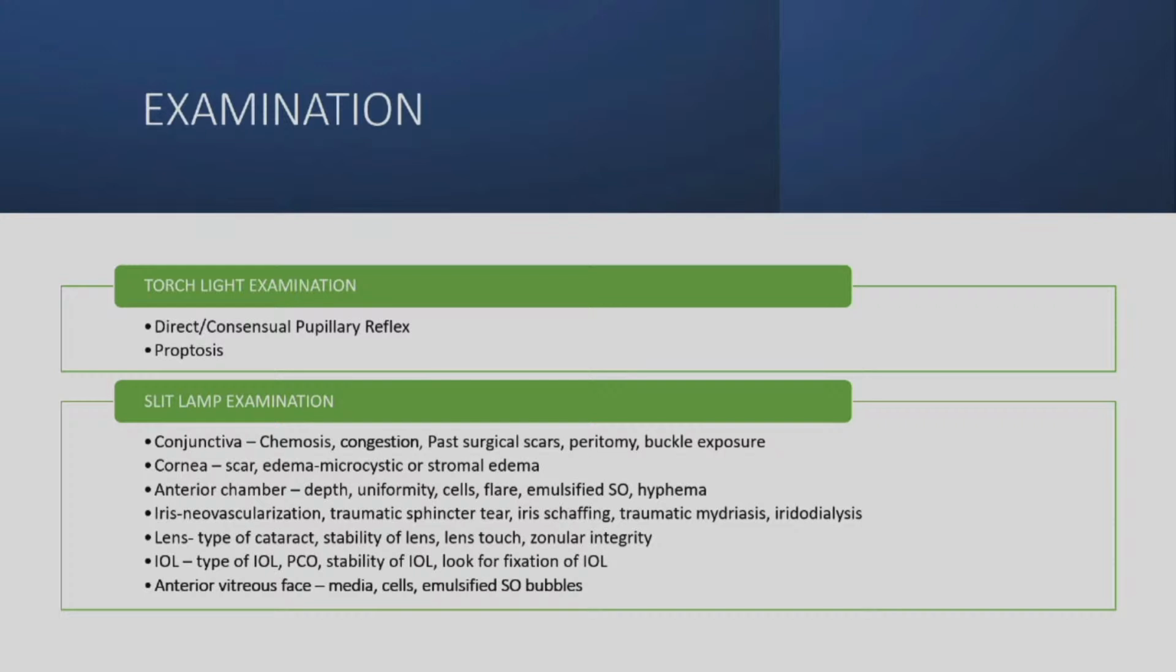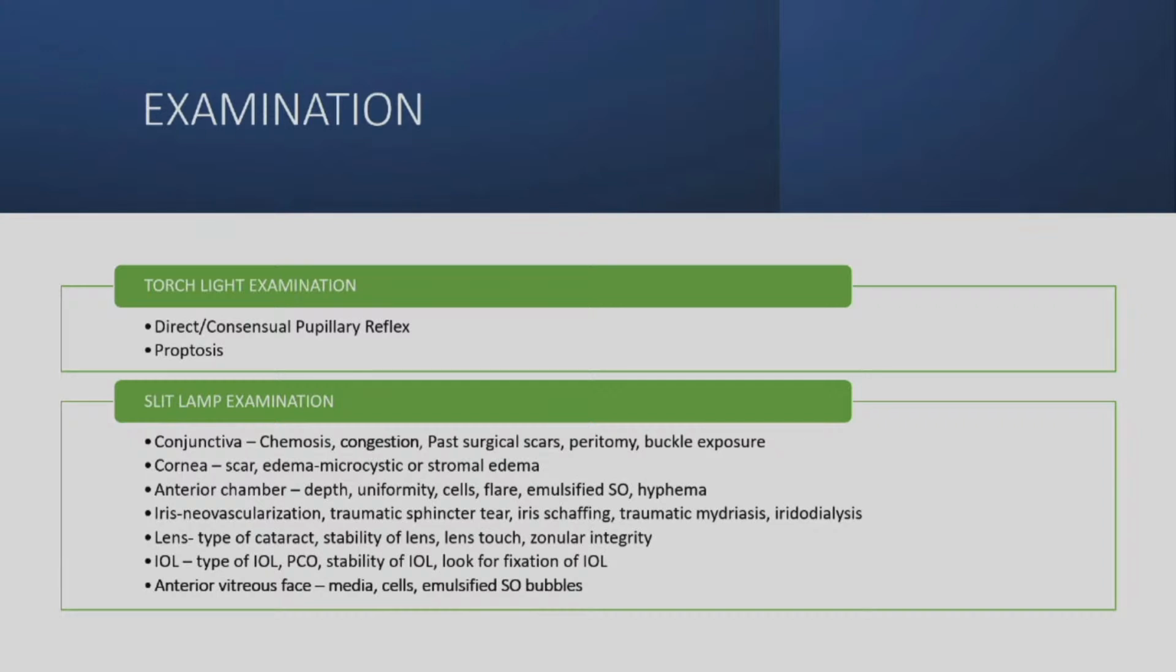An NVI is always to be seen in an undilated state, because the moment you dilate, it will be very difficult for you to identify or to search for an NVI. The other findings you might be seeing is traumatic sphincter tear. In case the patient has a history of trauma, you have to look for a traumatic sphincter tear. Iris chafing: if the patient had a complicated cataract surgery, there will be iris chafing. That itself will give you an idea, okay, was there any iatrogenic trauma to this patient.